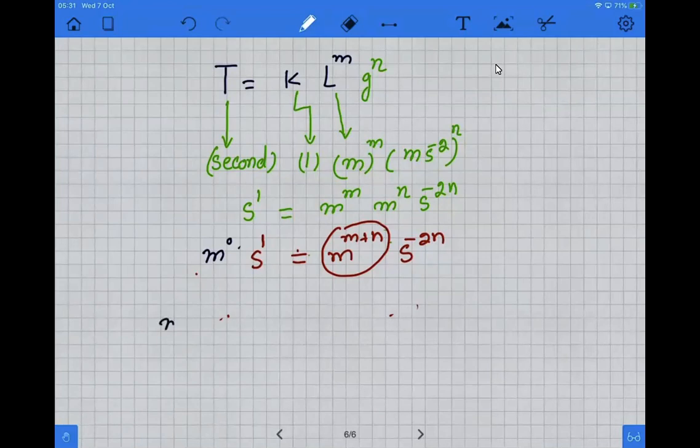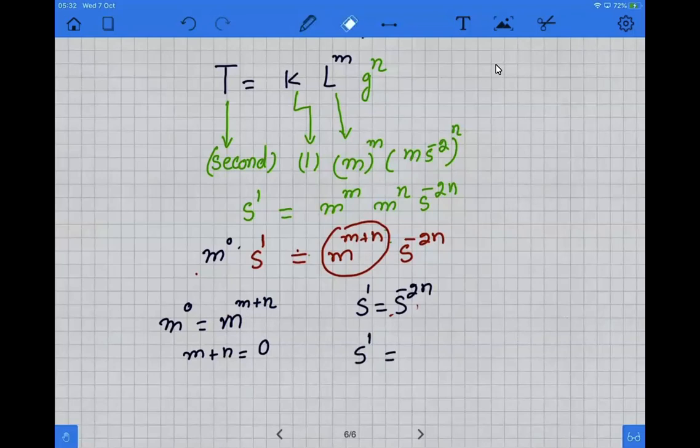Now we equate the bases. Meter is not on the left hand side, so we put meter 0 there. Now we equate the same bases. Meter power 0 is equal to meter power m plus n, which will lead us to m plus n is equal to 0. And if we equate second, power 1 is equal to second power minus 2n. This will lead us to 1 is equal to minus 2n.